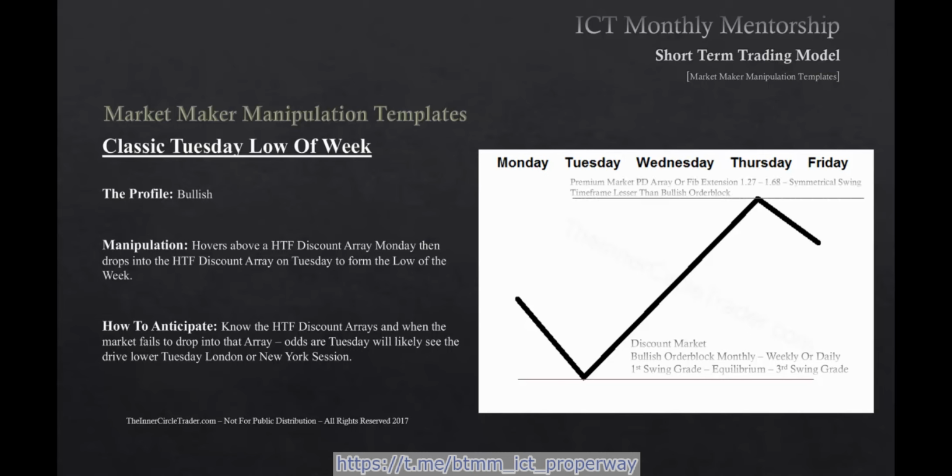Regardless of what time frame you use, you're going to be looking for it to trade up into a premium market PD array and/or fib extension overlapping of 127 or 168, or a perfect symmetrical price swing, or basically 100% duplication or measured move of the price swing that traded down into the Tuesday low. And you're going to be looking for it to trade up into a time frame lesser than that of what you used for the bullish order block.